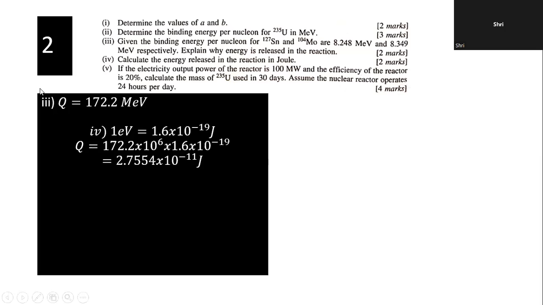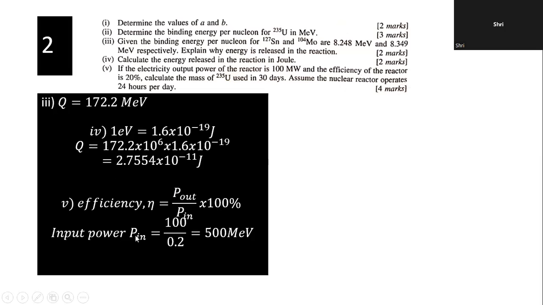Remember this, the energy for 1 uranium atom. That's your output. So work with efficiency first. Efficiency is power output over power input times 100%. The power input, cross multiply. The efficiency is 20%, so 20 over 100 is 0.2.